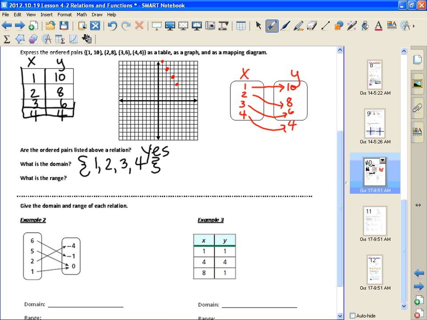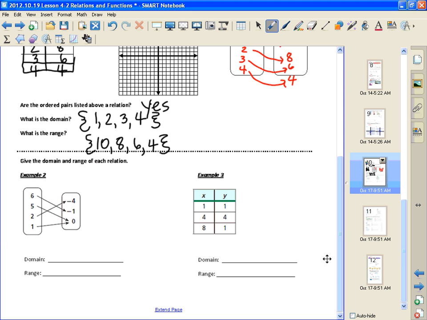And for the range, what is the definition of range? Any set of y values. So for my range, I also do brackets, and I do 10, 8, 6, 4. Okay.